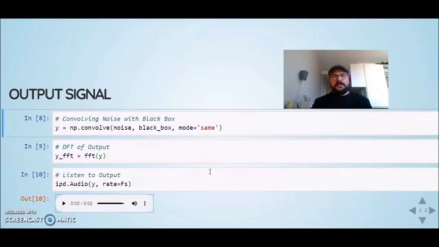So we perceive that there is an impression of much less high frequencies in this signal. This indicates perhaps an idea that our black box could be a low-pass filter. Here we are taking the FFT of the output of the black box, so it's the convolution of noise with the black box.